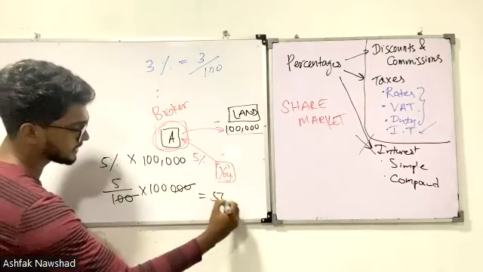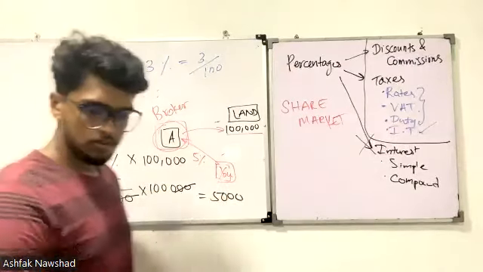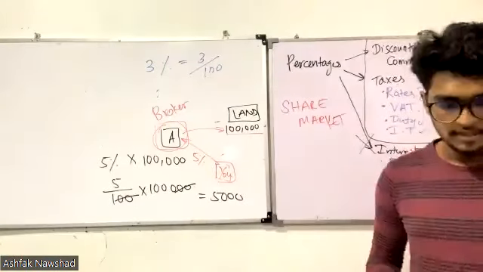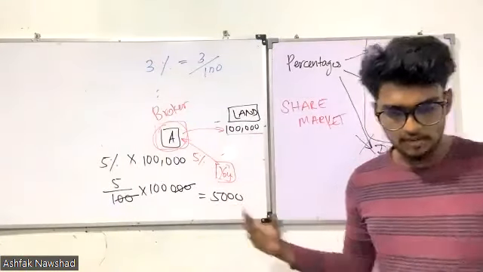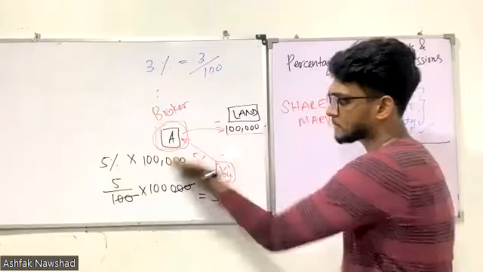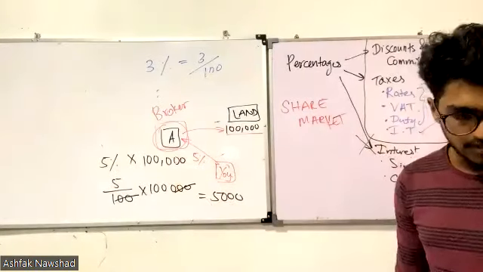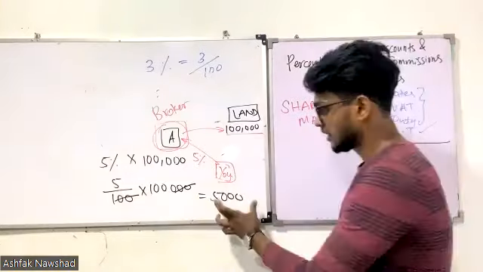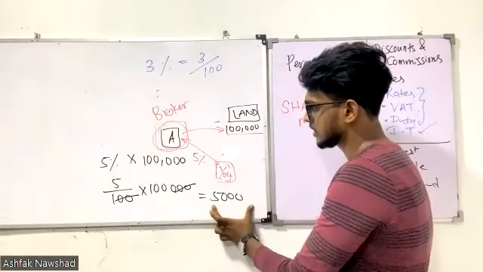So how much does the broker receive? 5,000. Is it clear? The commission, how I calculate it? It's 5% of the land price. That's clear, right? So see, the commission is 5,000.